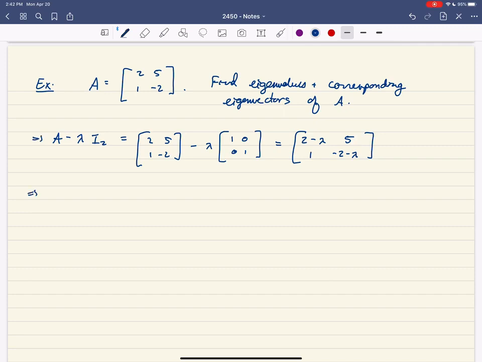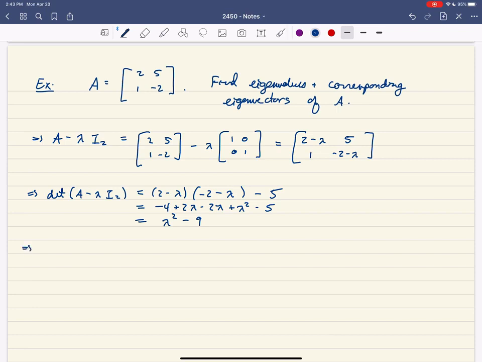So that tells us that the determinant of A minus lambda I is going to be equal to 2 minus lambda times negative 2 minus lambda, minus 1 times 5, and that would be 5. If we expand this, let's see, what do we get? We end up with negative 4 plus 2 lambda minus 2 lambda plus lambda squared minus 5. And so this whole thing works out to lambda squared minus 9. That's going to be our characteristic polynomial.